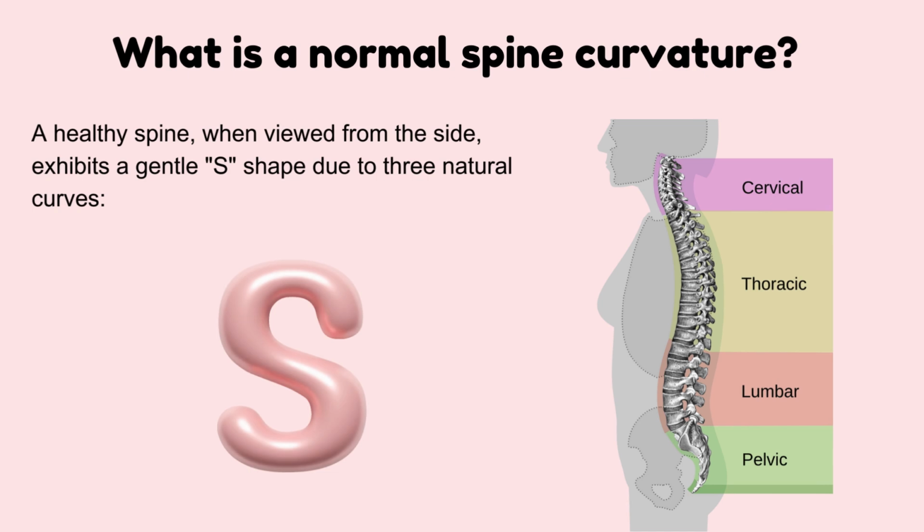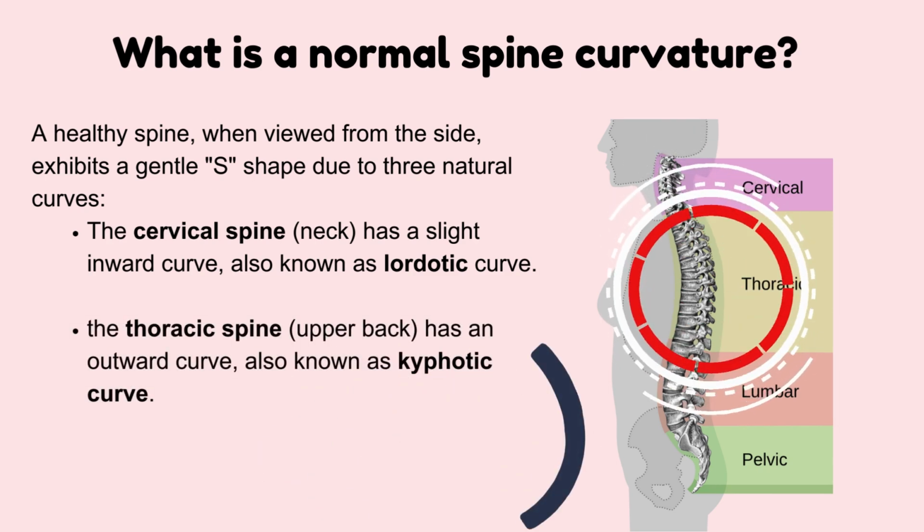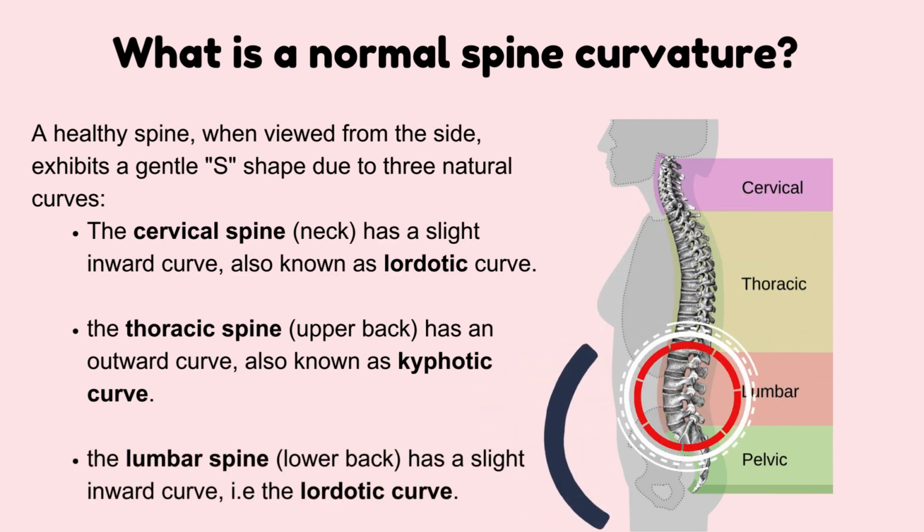A healthy spine, when viewed from the side, exhibits a gentle S shape due to 3 natural curves. The cervical spine of neck has a slight inward curve, known as a lordotic curve. The thoracic spine of upper back has an outward curve, known as a kyphotic curve. The lumbar spine of lower back has a slight inward curve, also a lordotic curve.